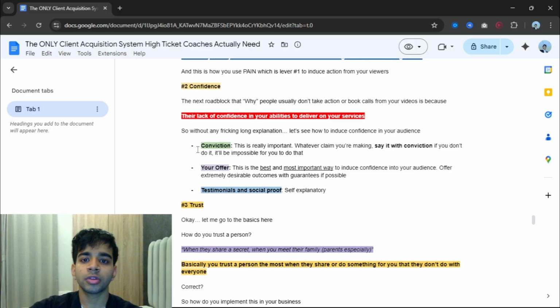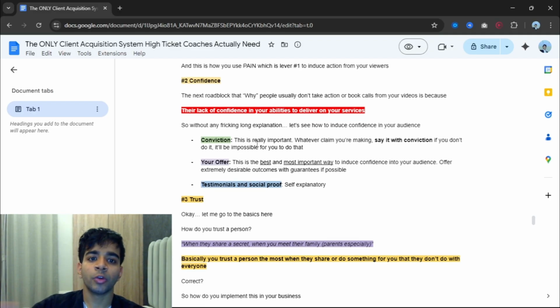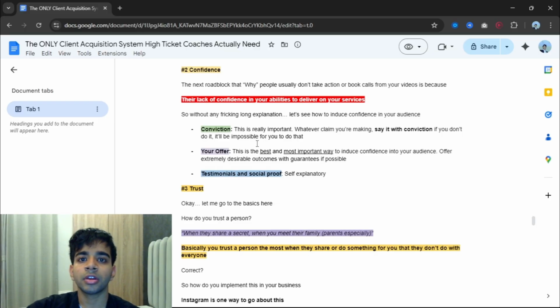So the first way to do this is conviction, right? This is really, really important. Whatever claim you're making, say it with conviction. If you don't do it with conviction, it will be impossible for you to induce confidence into your audience, right? They are not gonna feel motivated to book a call.